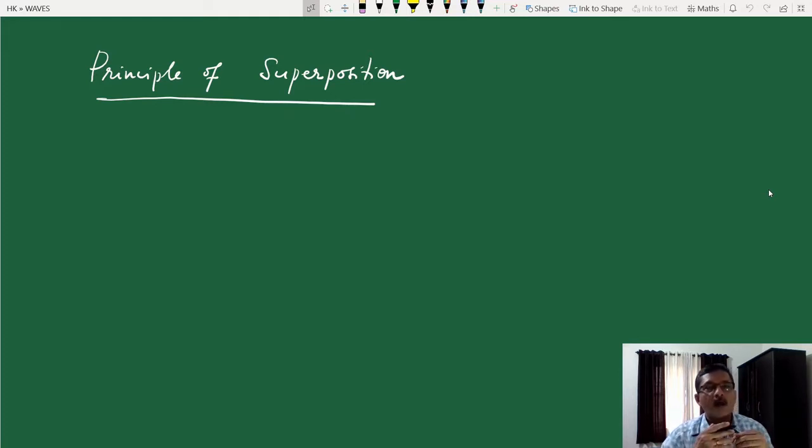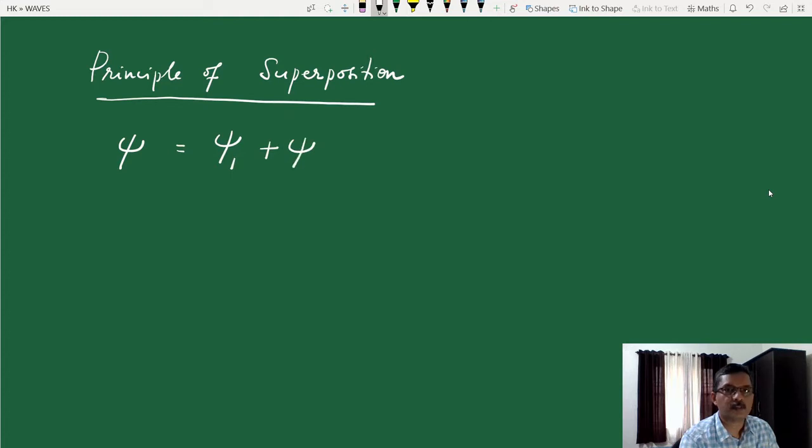Suppose a large number of waves are propagating through a region. Then what is the resultant disturbance at a particular point? We know that wave motion is the propagation of a disturbance through a region. Then what is the resultant disturbance at a particular point due to this large number of waves? We can say that the resultant disturbance at any point, let us use the term psi for that, is equal to the sum of the individual displacement disturbances, psi 1, psi 2, psi 3, etc.